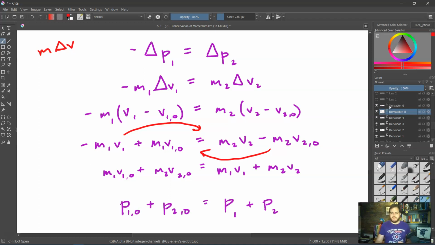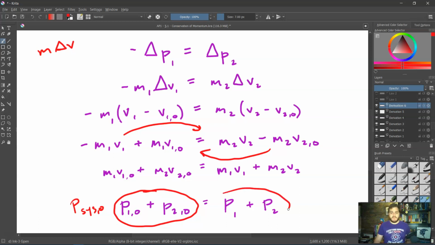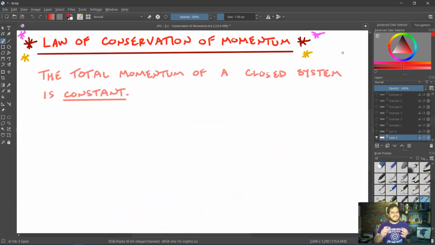So what this is really telling me is that the initial momentum of object 1 plus the initial momentum of object 2 will equal the final momentum of object 1 plus the final momentum of object 2. Or in other words, the initial momentum of the system will equal the final momentum of the system. So we've now mathematically derived that this should be the case in all circumstances. And this is a crucial law, which is why I put a bunch of little stars around it. This is the law of conservation of momentum, and it is one of the most foundational laws in nature.